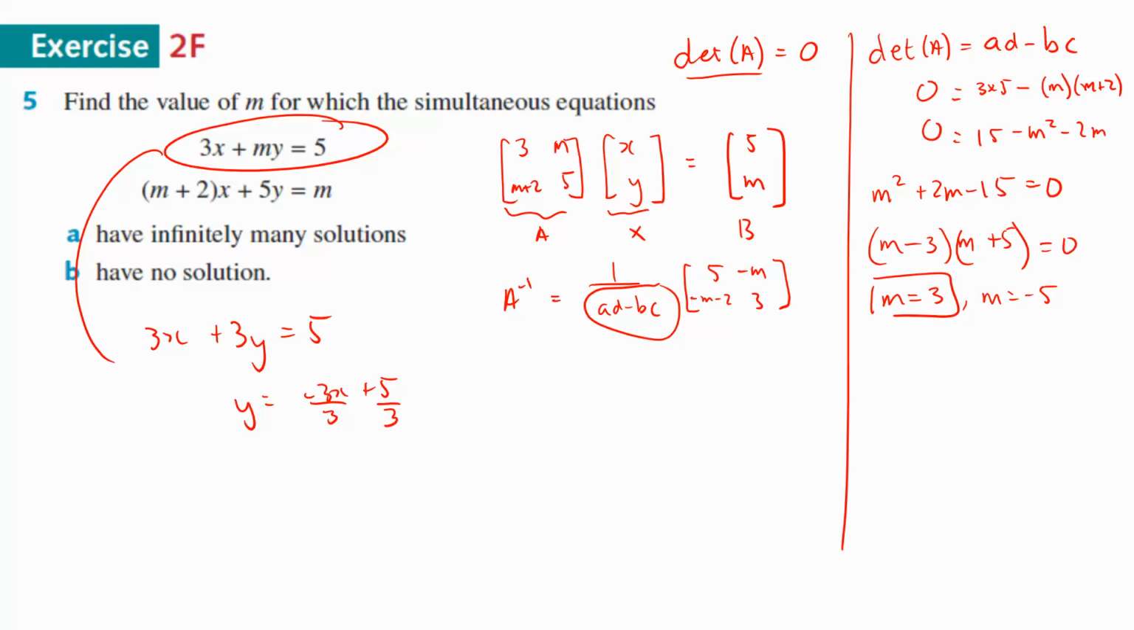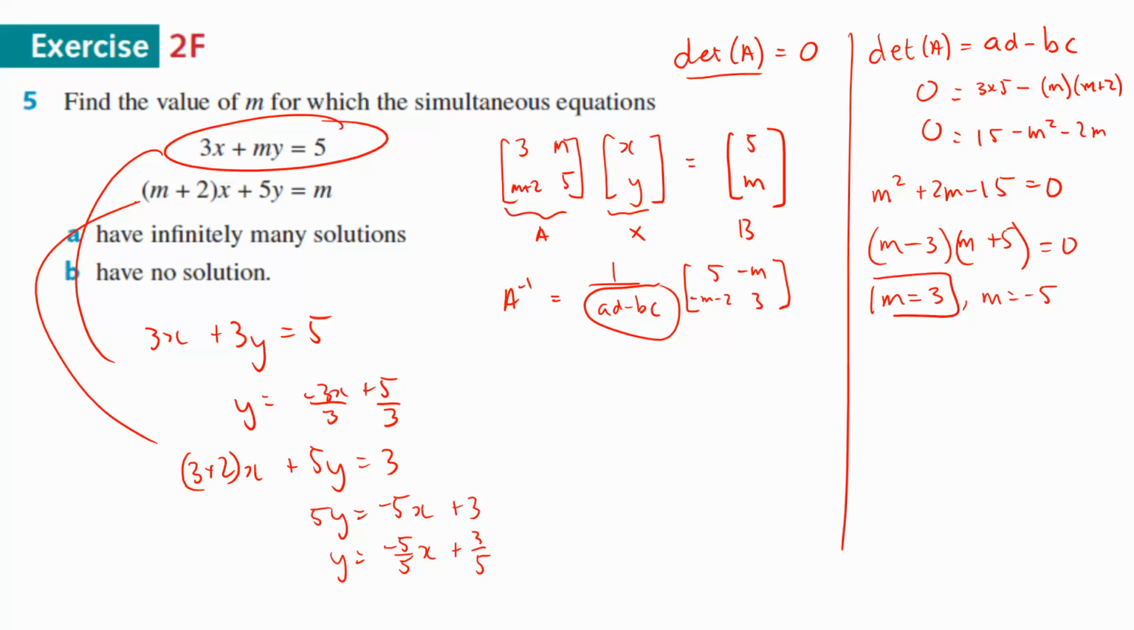But then for the second line, if m equals 3, I get 3 plus 2 of x plus 5y equals 3. Rearrange this equation, and I get 5y equals negative 5x plus 3, divided by 5. I now get negative 5 on 5x plus 3 on 5. So if you simplify these two equations, it becomes y equals negative x plus 5 on 3, or y equals negative x plus 3 on 5.